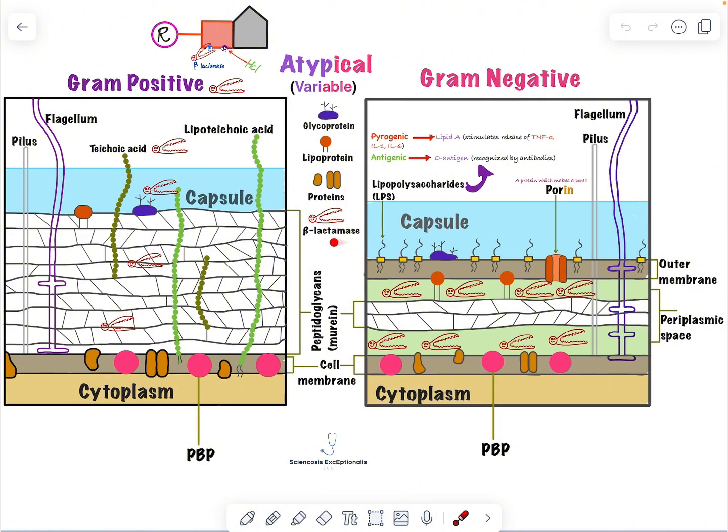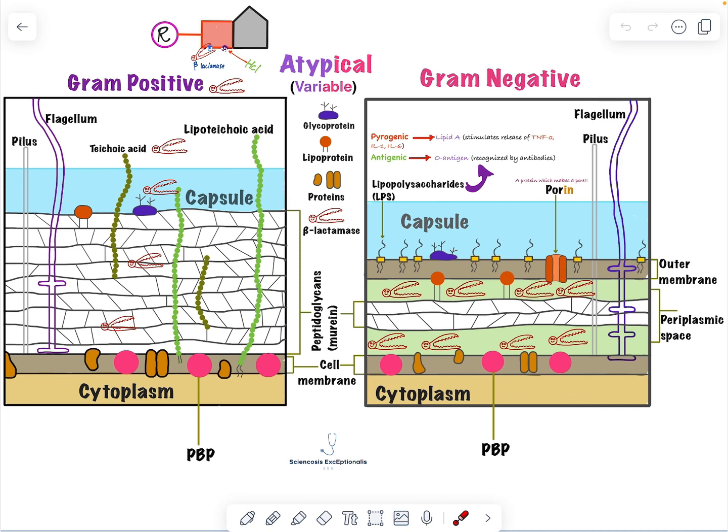The beta lactamase is responsible for beta lactam antibiotic resistance. Now we have a question. Why are penicillin antibiotics more effective on gram-positive bacteria than gram-negative bacteria? Even though gram-positive have a much thicker cell wall of peptidoglycans, the answer has two concepts.